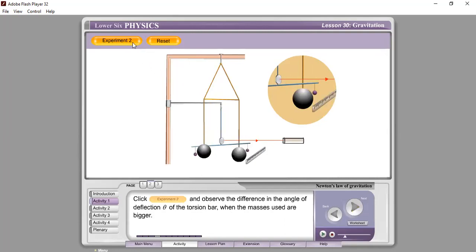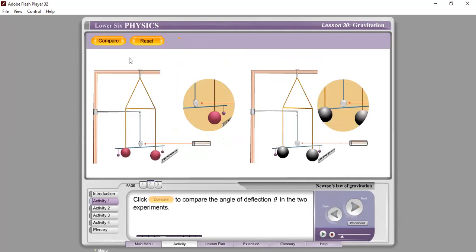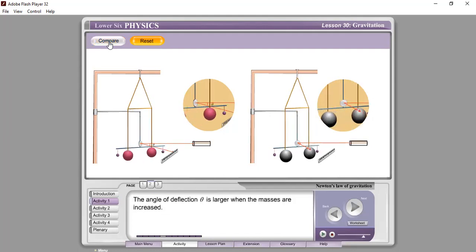Click Experiment 2 and observe the difference in the angle of deflection theta of the torsion bar when the masses used are bigger. So they use different masses and get the angle. Click Compare to compare the angle of deflection theta in the two experiments. The angle of deflection theta is larger when the masses are increased. So different object, different angle. The greater the mass of the object, the greater the angle of deflection.